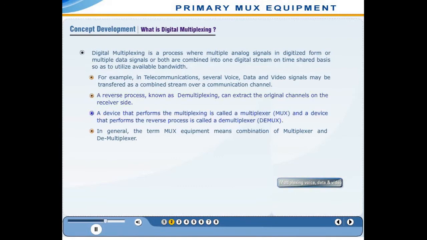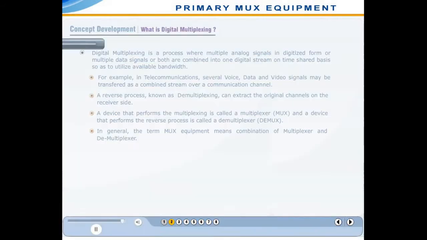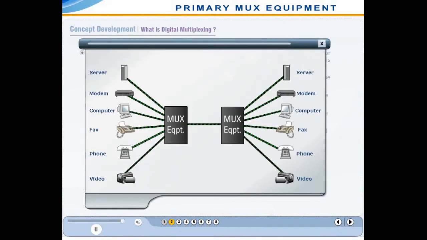A device that performs the multiplexing is called a multiplexer, and a device that performs the reverse process is called a demultiplexer. In general, the term MUX equipment means combination of multiplexer and demultiplexer. Concept of multiplexing: voice, data, and video is shown on screen.